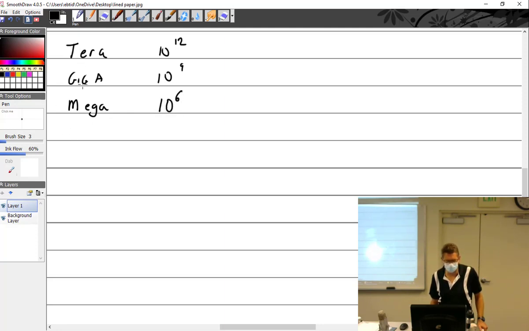Tera, giga, mega, kilo. Okay, hang on. Kilo is 10 to the third. So tera, the prefix then, is a big T. This is a big G, a big M. And this is confusing because this is a little k. Those are the prefixes.